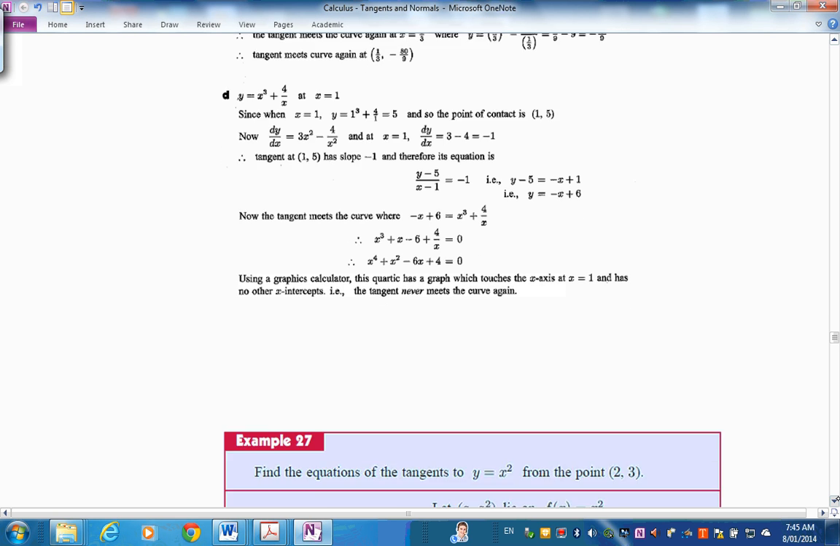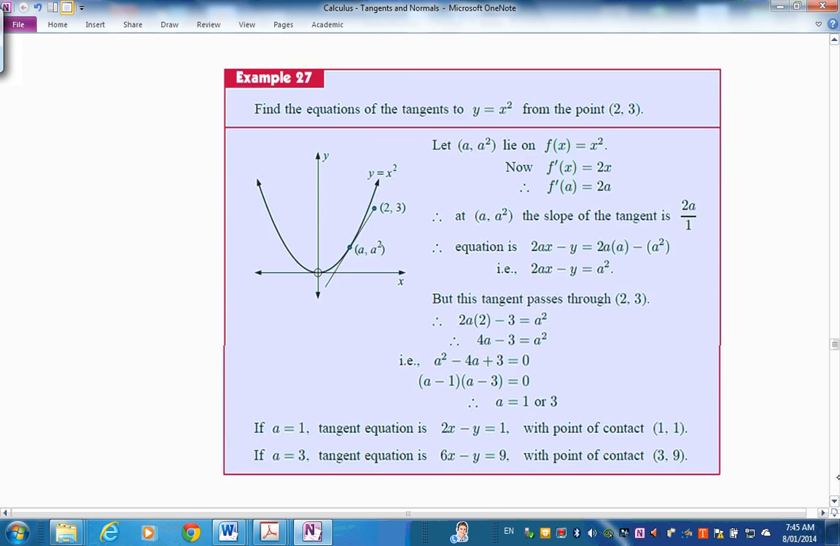There's one more example I want to show you from Hayes and Harris. Find the equation of the tangents to y = x squared from a point. Danger, danger, because we know the point, but we don't know the point of contact, so we don't know the slope of the tangent because we don't know where on the curve it's touching. So we can't just sub the x value into the derivative to get the slope. So we've got to do this.